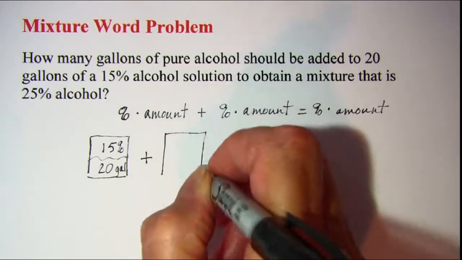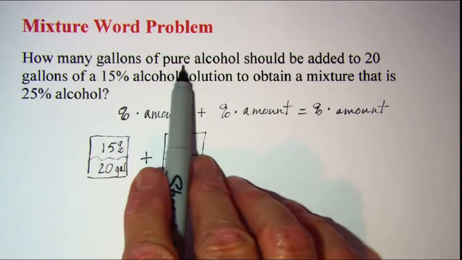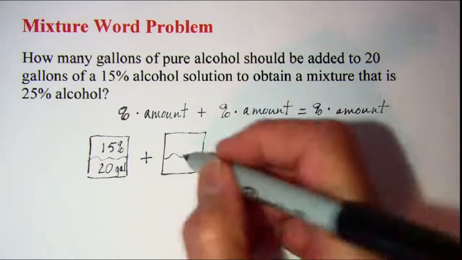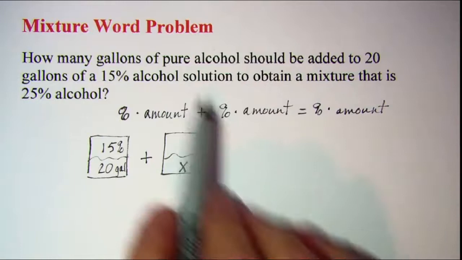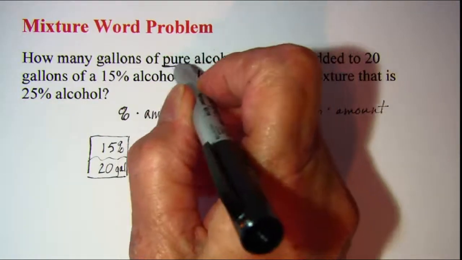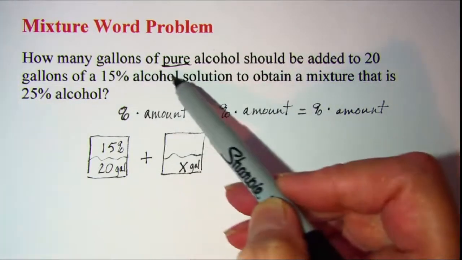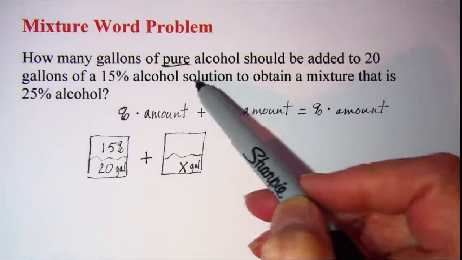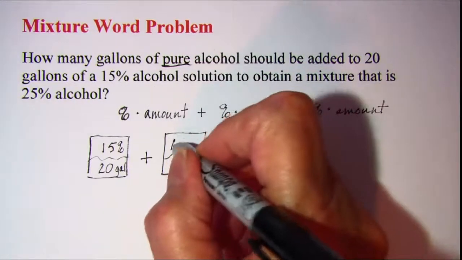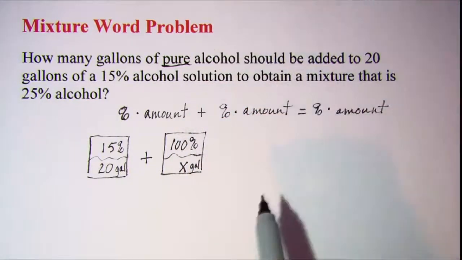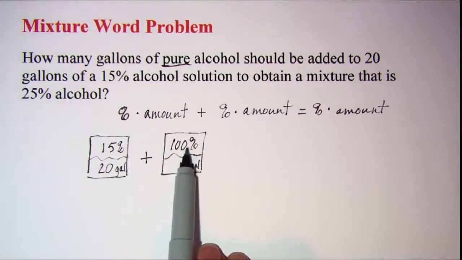And then I'm going to add to that some more alcohol. I don't know how many gallons, but it is pure alcohol. So I'm going to let X be the number of gallons of the pure alcohol. Now the key here is the word pure. If it's 15% alcohol, that means there's 15% alcohol and then 85% of something else. If it's pure alcohol, then that means that we have 100% alcohol. So this one is 15% alcohol, and this one is 100% alcohol because it's pure.